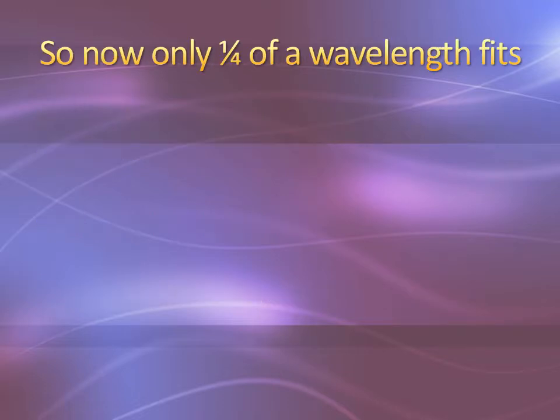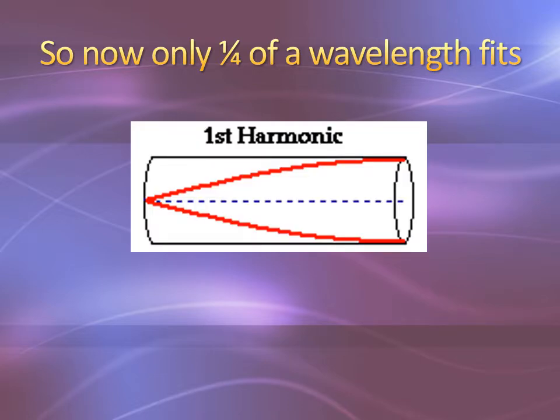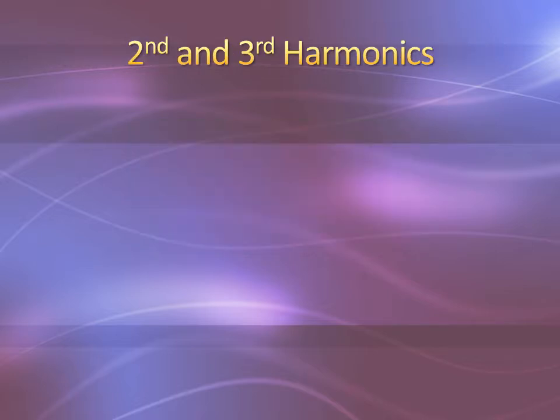now only a quarter of the wavelength fits in the tube instead of half. So it looks something like this. Again, remember that the open end of the tube has to be an antinode.